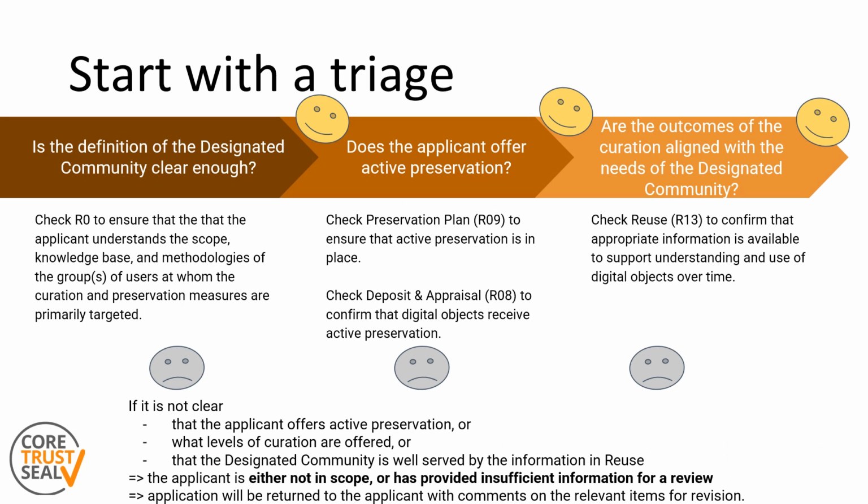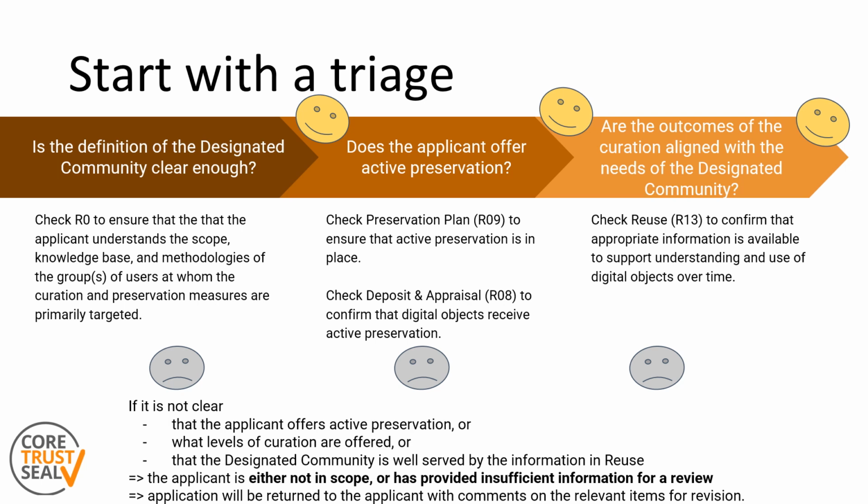As more and more repositories apply for certification, it is important to understand if the repository is in scope or out of scope of CoreTrustSeal. For this, we recommend that you start by taking a look at these three questions. First, check the background information and requirement 0 to see if the applicant's definition of their designated community is clear. They need to demonstrate that they understand the scope, knowledge base, and methodologies of the group or groups of users at whom the curation and preservation measures are primarily targeted.